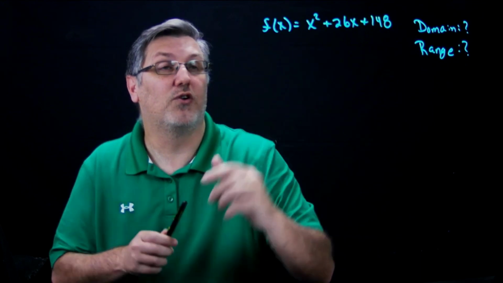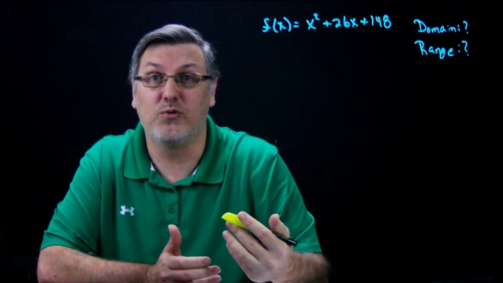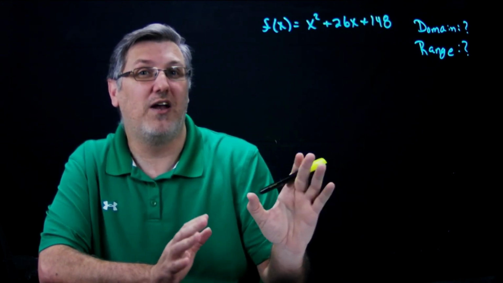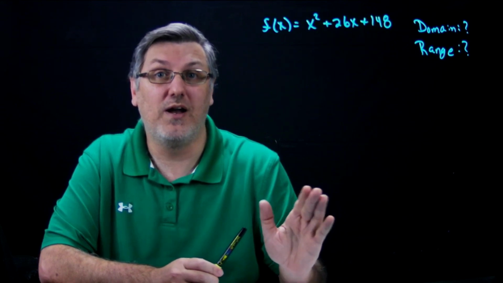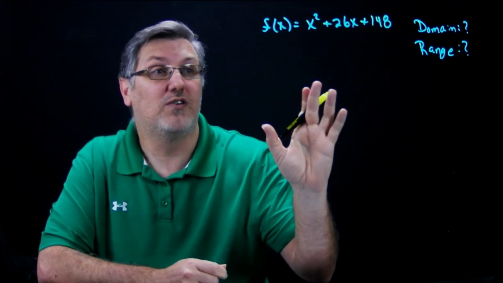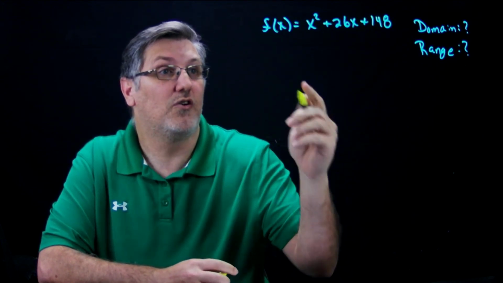When I look at this first function, I see f of x equals x squared plus 26x plus 148. Well, right off the bat, I see this is a parabola. So my domain I already know. The domain of all parabolas is the set of all real numbers. So I do want this in interval and set notation. So let's do both of these.